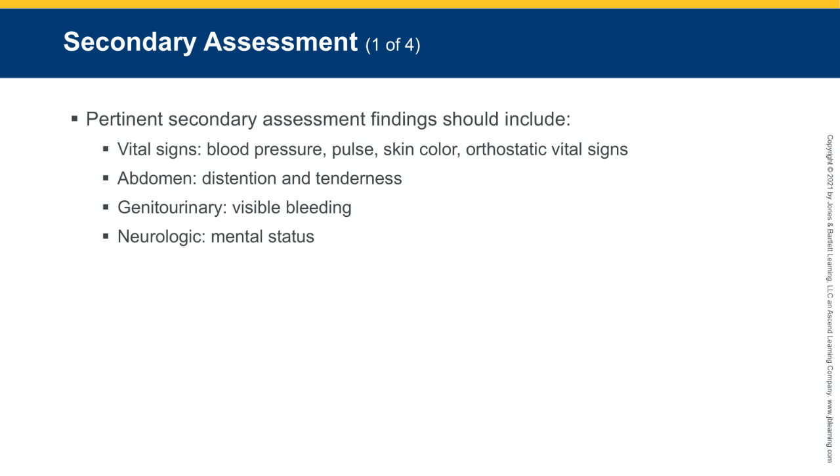A secondary assessment should include vital signs such as blood pressure, pulse, and skin color. Orthostatic vital signs can help identify significant blood loss. Abdominal tenderness, visible bleeding, and mental status should also be evaluated.